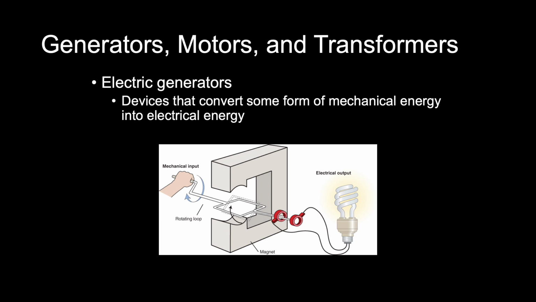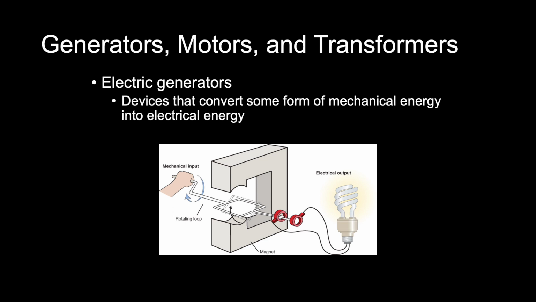The more complex design uses coils of wire forming an armature, and that is rotated in a magnetic field by some mechanical means. Right here, you can see that it's being created and rotated by man. So the mechanical input is actually the hand, and it's rotating that loop inside the magnet.